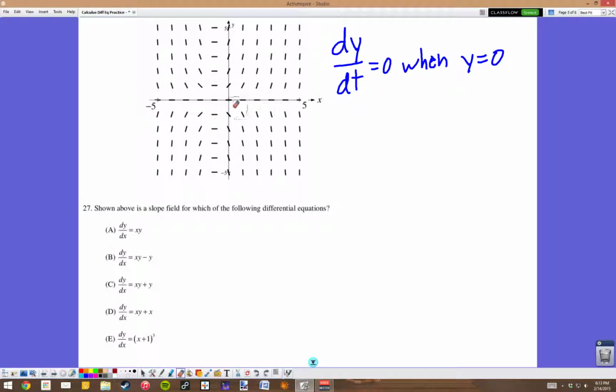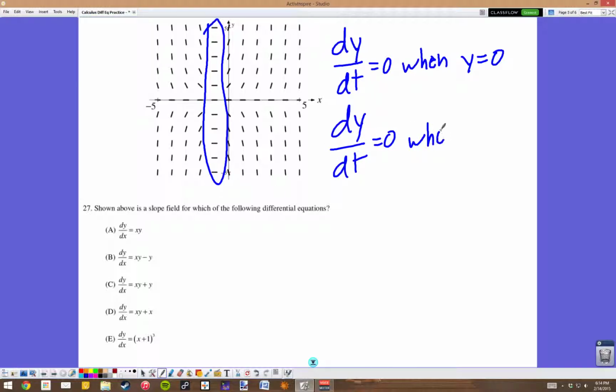Also, it looks like we're going to be flat whenever x equals -1 right here, because this would be 1, 2, 3, 4, 5, -1. So the slope is also 0 when x equals -1. So we're going to use that information to narrow our options here.